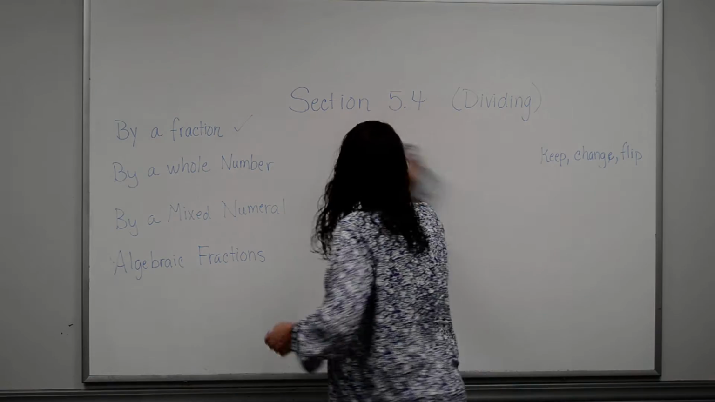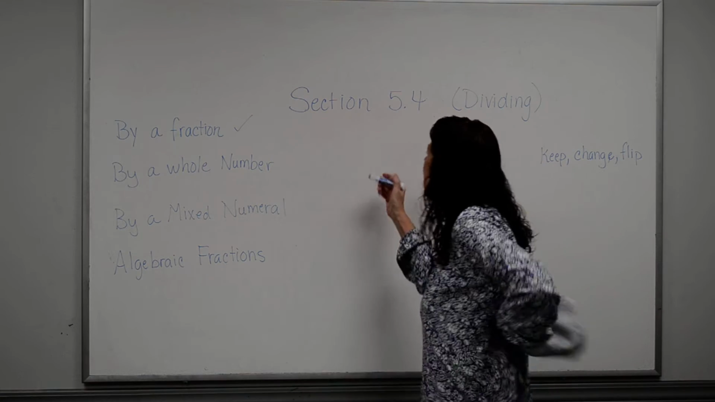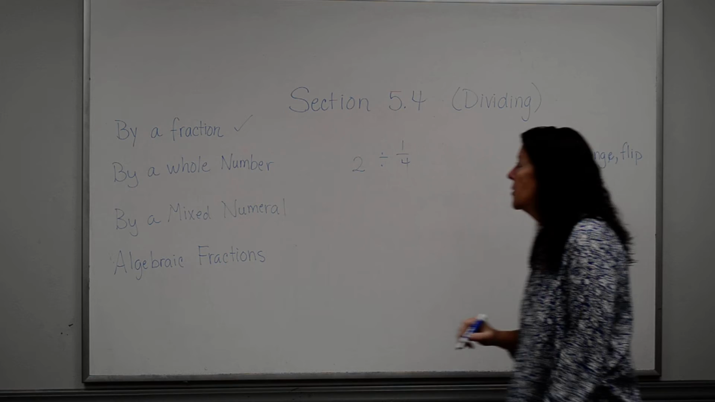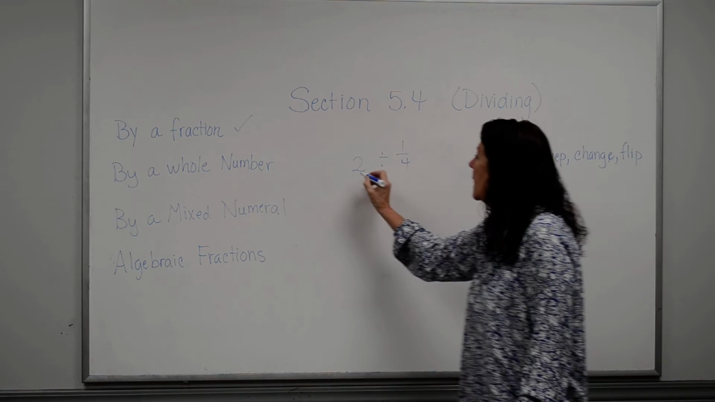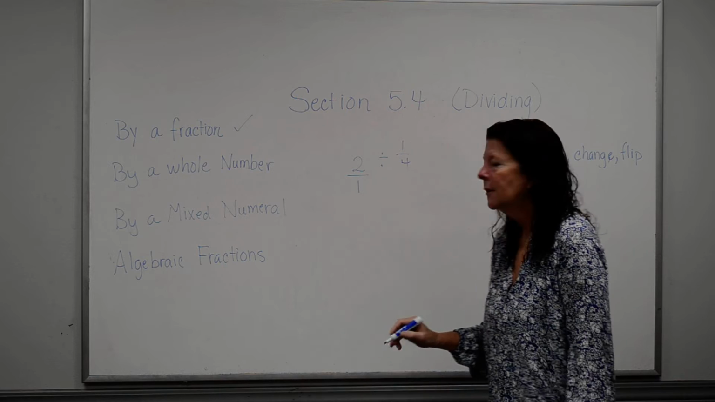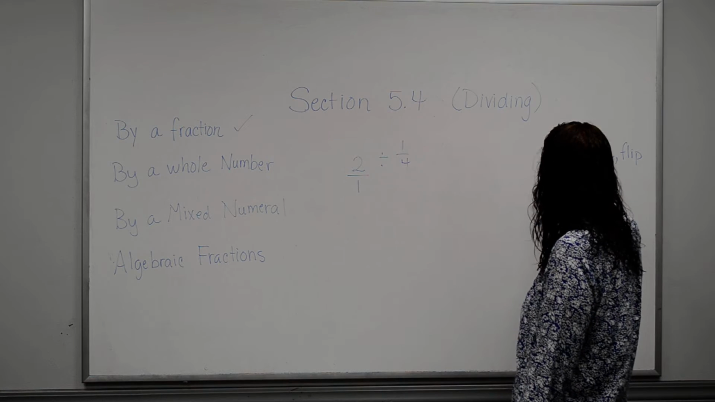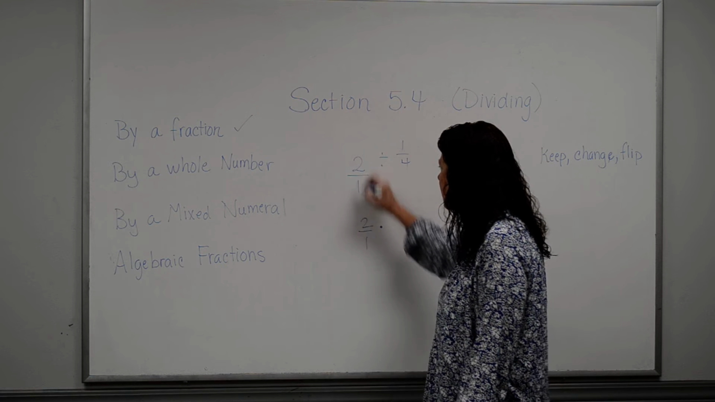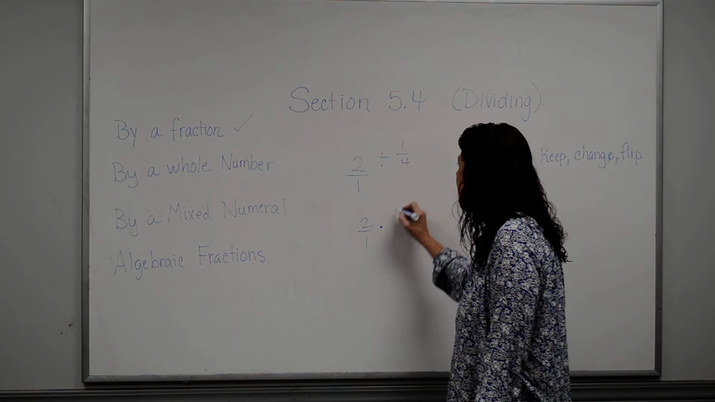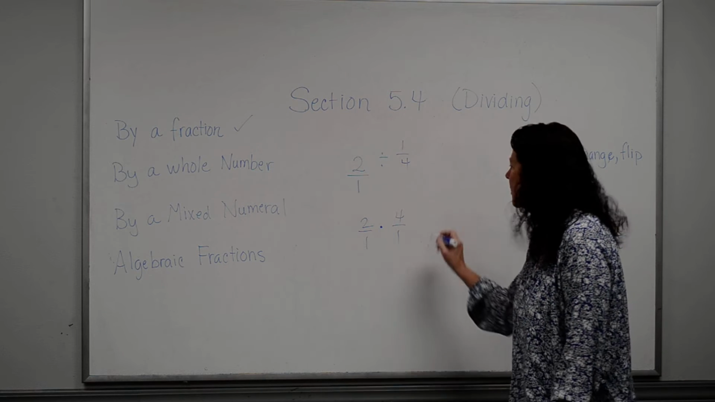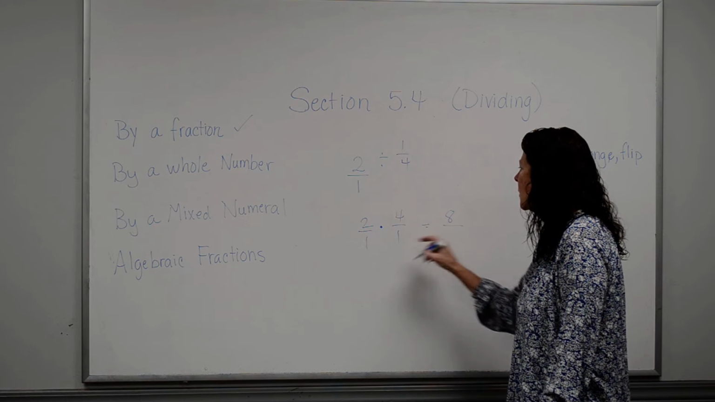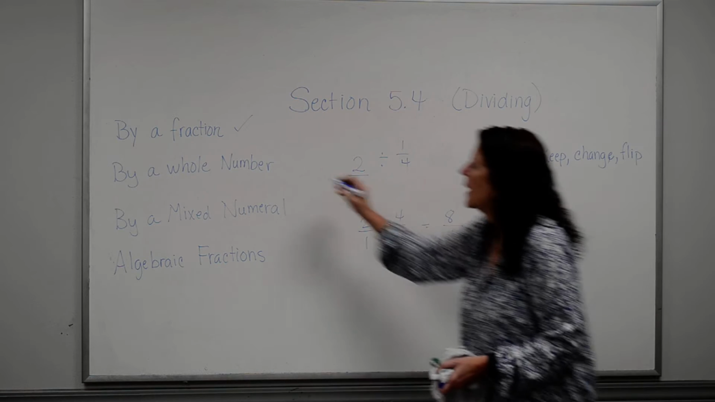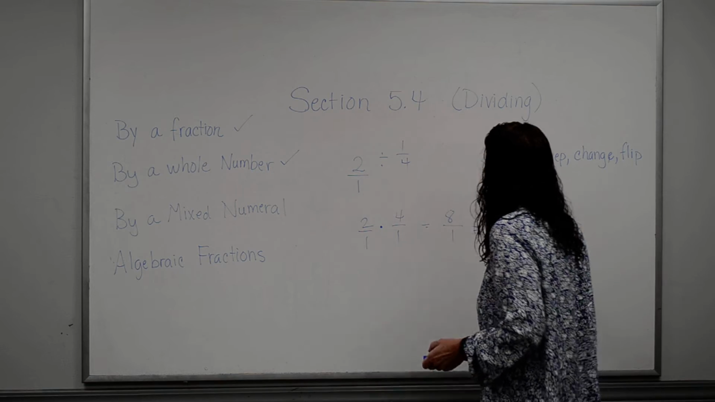Let's do another one. What if my whole number is at the front? And I have 2 divided by 1/4. Again, I take my whole number, put a 1 underneath it, and then I apply keep, change, flip. So 2 over 1 multiplied: I kept the 2 over 1, I changed the division to multiplication, and I flip this second fraction. So 2 times 4 is 8, 1 times 1 is 1, so my final answer is 8. All right, so that's division by a whole number.